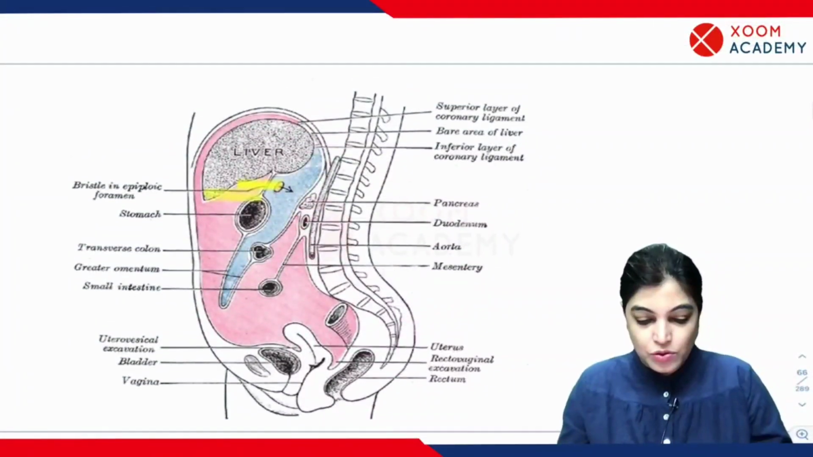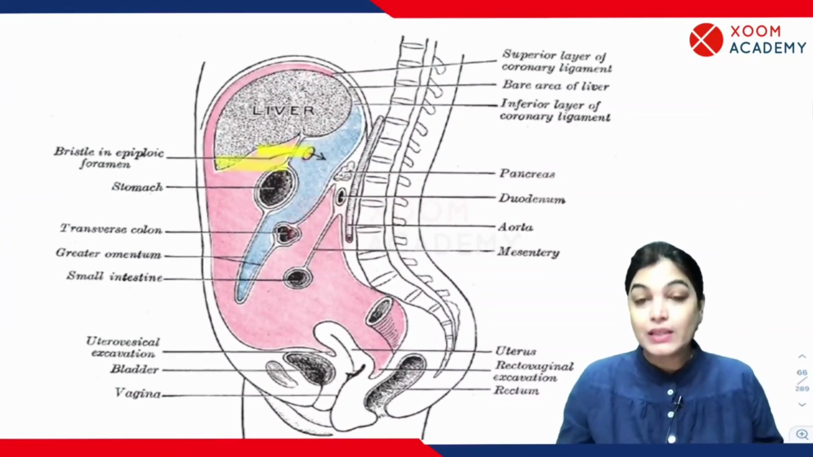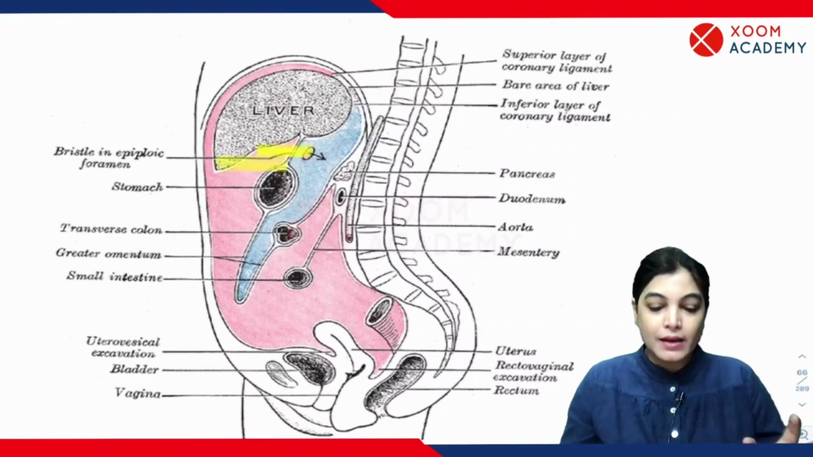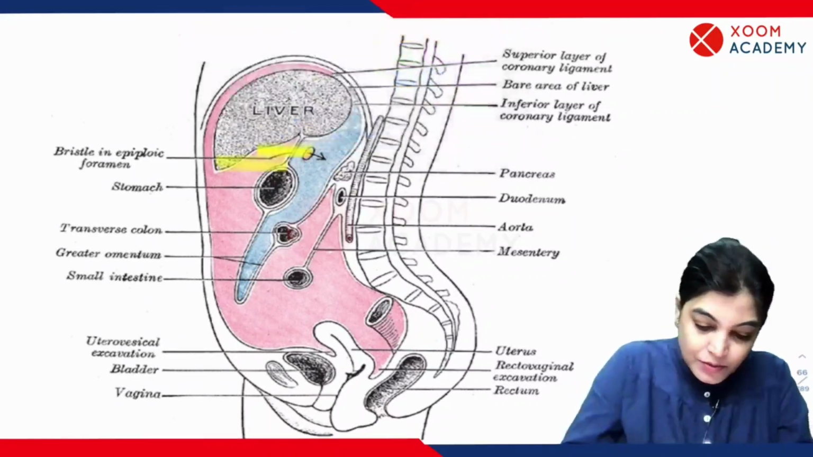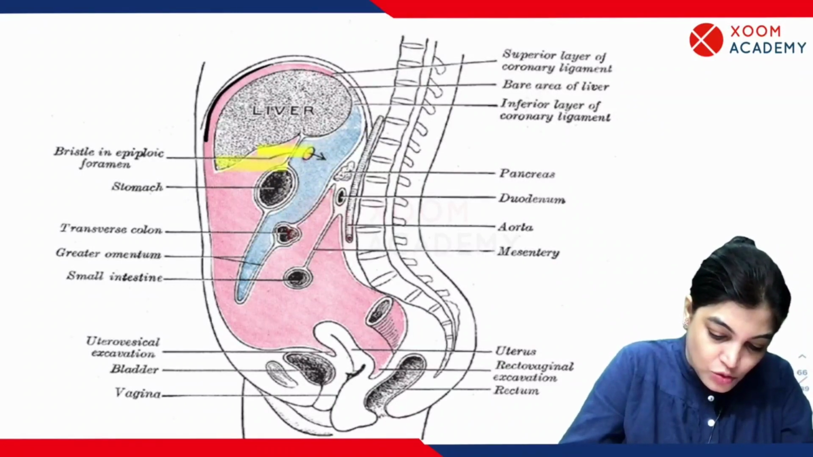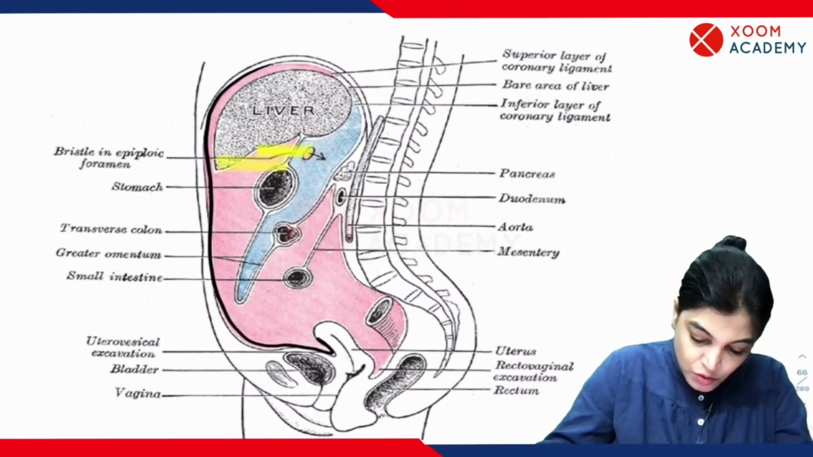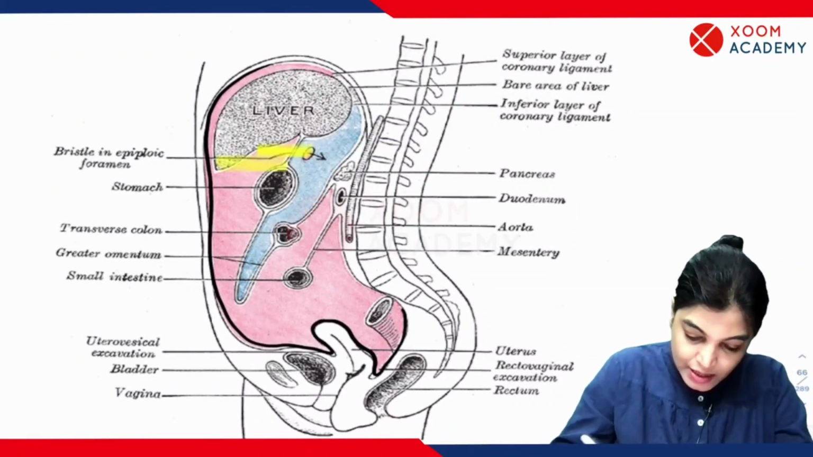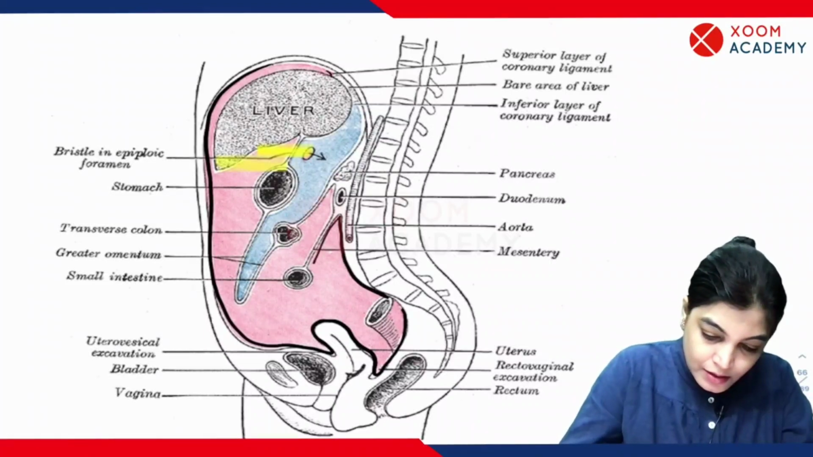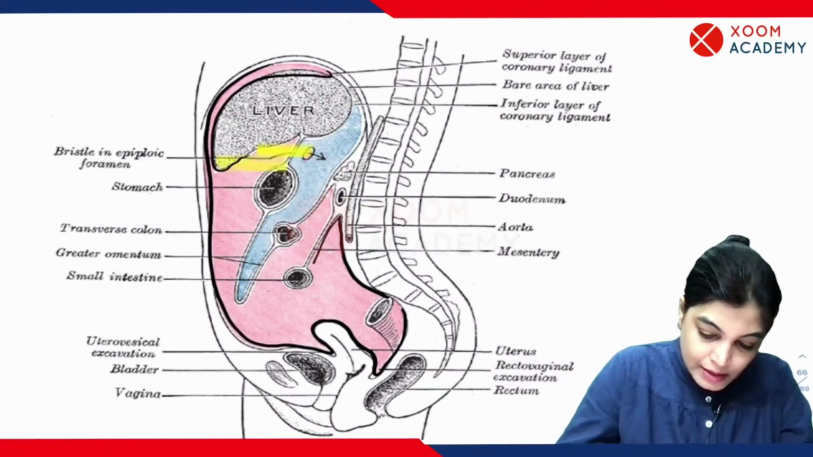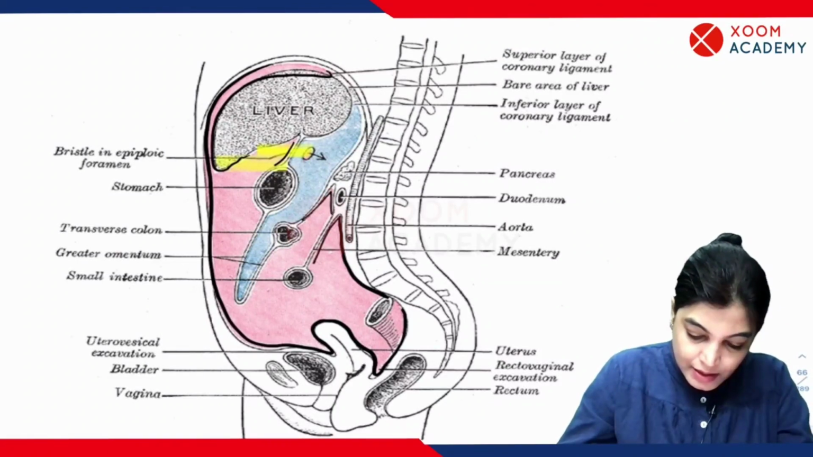Now, I would just like to show you this image which is showing the vertical tracing of the peritoneum. Here in this diagram, you can clearly appreciate this whole space which has been shown by the pink color, this whole cavity or the space which you are seeing here. This whole space is the greater sac.